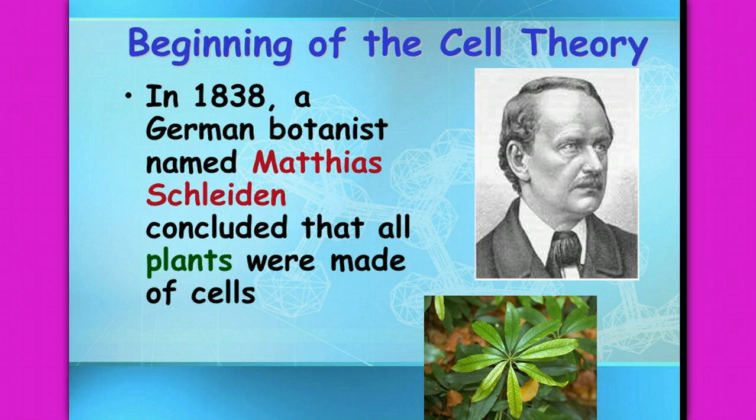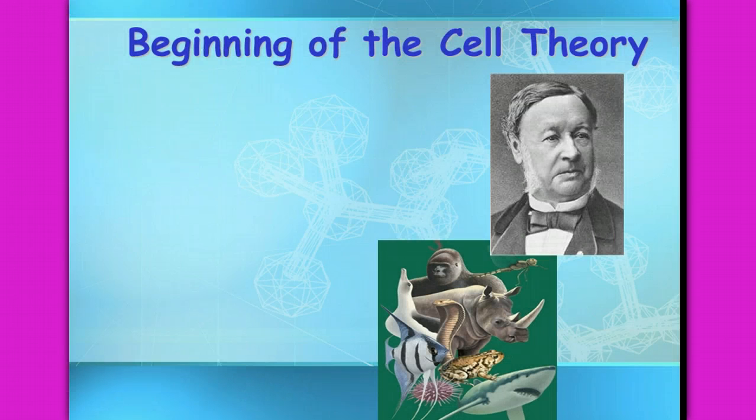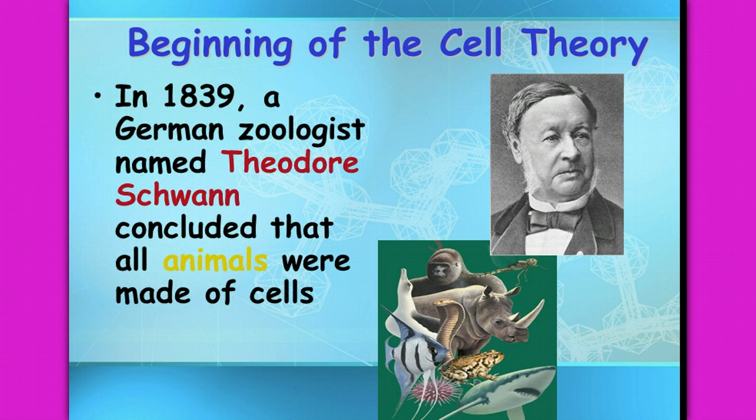So, how did the theory of the cell actually begin? Well, in 1838, a German botanist named Matthias Schleiden concluded that all plants were made out of cells. He used that simplified microscope, or a simple microscope, and was able to observe that all plants were composed out of the same thing. So he's considered a co-founder of the cell theory. In 1939, just 1 year later, a German zoologist named Theodor Schwann concluded that all animals were made out of cells as well. Exact same discovery, except one was for plants and one was for animals.